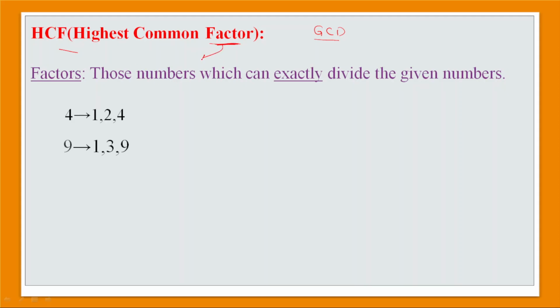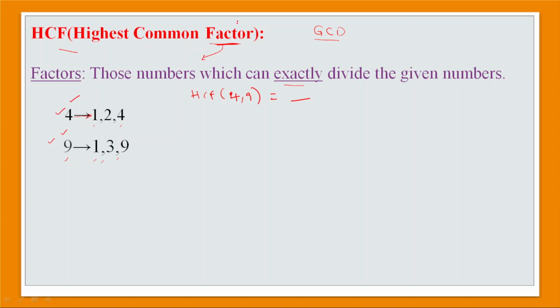So what does it exactly mean? Factors are the numbers that can exactly divide the given number. Suppose let us take two numbers 4 comma 9. What are the factors of 4? 1, 2, 4. And what are the factors of 9? 1, 3, 9. Suppose I ask you what is the HCF of 4 comma 9, you need to give an answer. We need to write the factors of 4 here and the factors of 9 here.